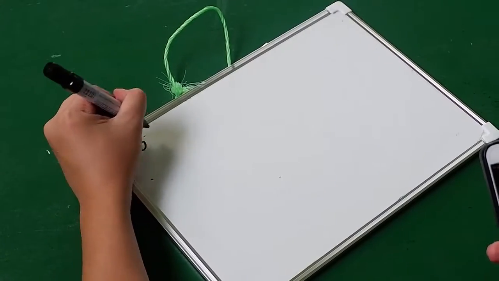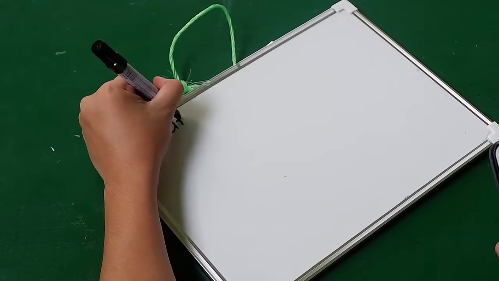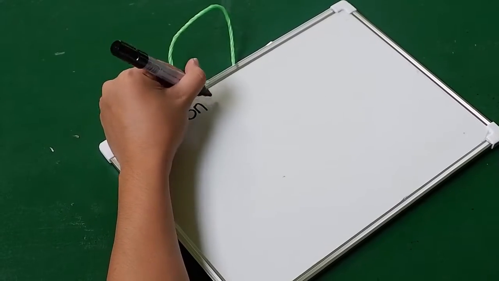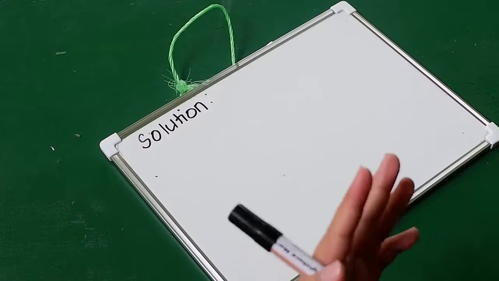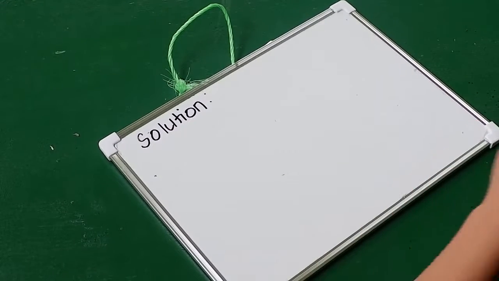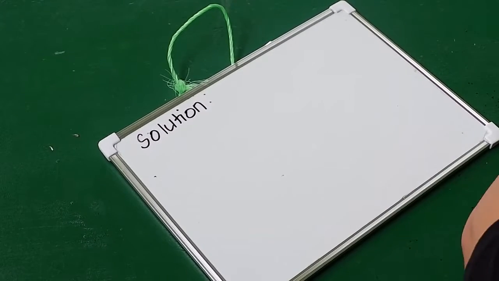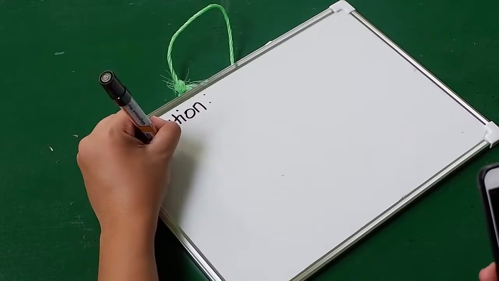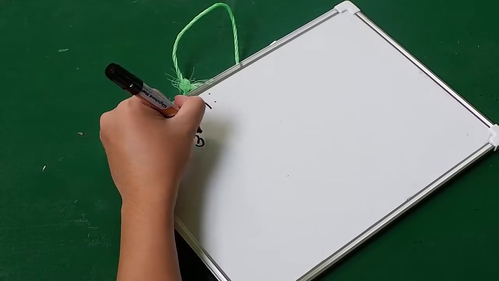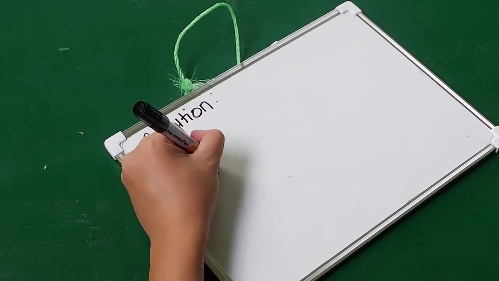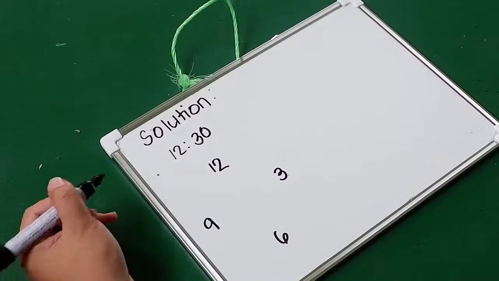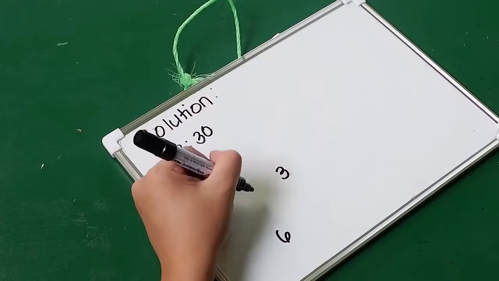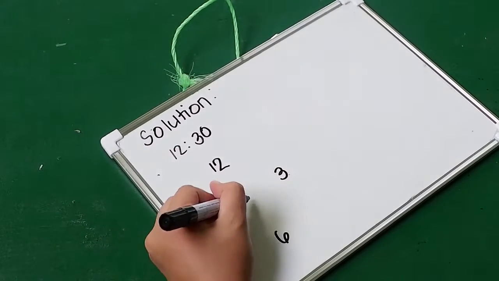So the solution for that problem is that first we need to draw it so that we'll be able to visualize the position of our minute hand and our hour hand. It says here it's 12:30. So 12, 3, 6, and 9. So 12:30, 30 meaning we are at the number 6.